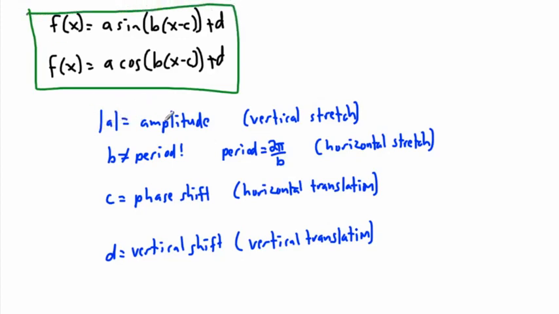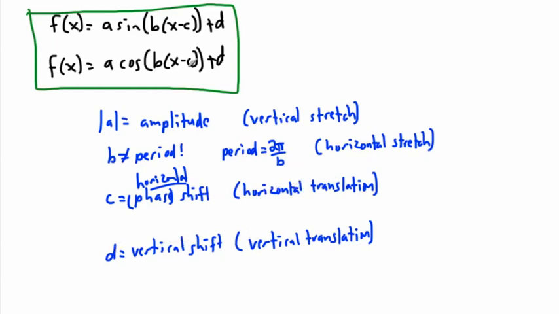Absolute value of a, that's the amplitude, so a vertical stretch. The period is 2 pi over b, and that is called a horizontal stretch. Now you got a phase shift or a horizontal shift, I mean. Some people call it a phase shift, especially in physics we say that, but let's just say it's a horizontal or phase shift. In other words, it shifts left or right. It's a horizontal translation. And remember, this one here goes opposite of what you think. And you got a vertical shift, so up or down.